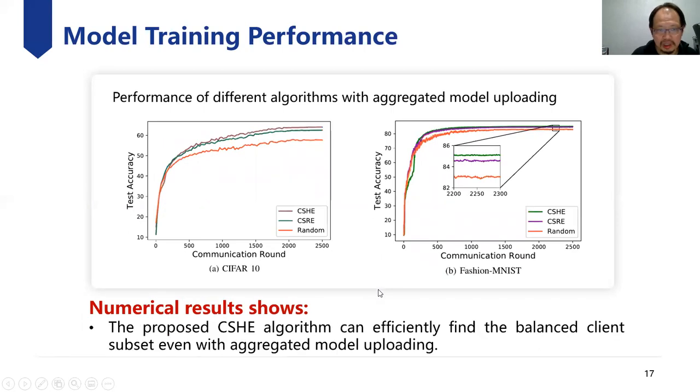improvement in test accuracy. Then with the model training performance, with the aggregator model uploading, then with the communication round, we also have better performances compared to others. And we also have a small improvement in terms of test accuracy compared to others. The proposed CSHE algorithm can efficiently find a balanced client subset, even with the aggregator model uploading.